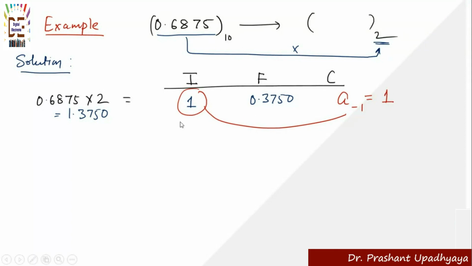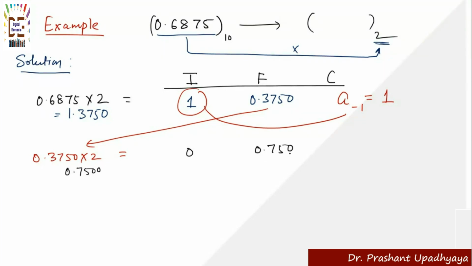Then what are you going to do? You are going to take this number, 0.3750, multiply by 2. What will be the answer? It will give you 0.750. So what will be the integer part? 0 and 0.750. So this will be your a minus 2, and this will be your 0.